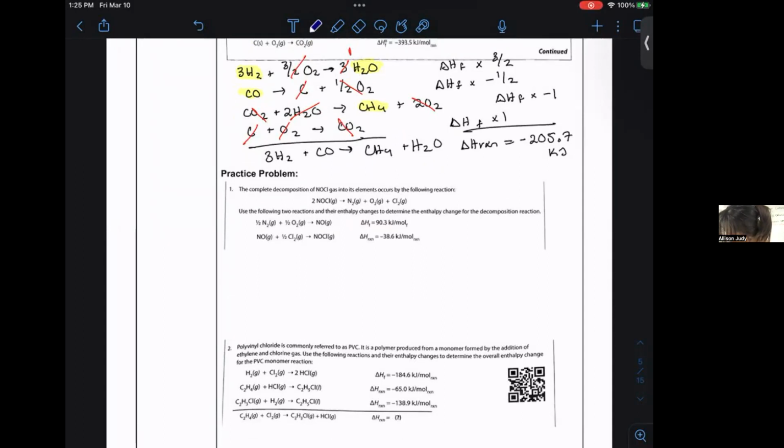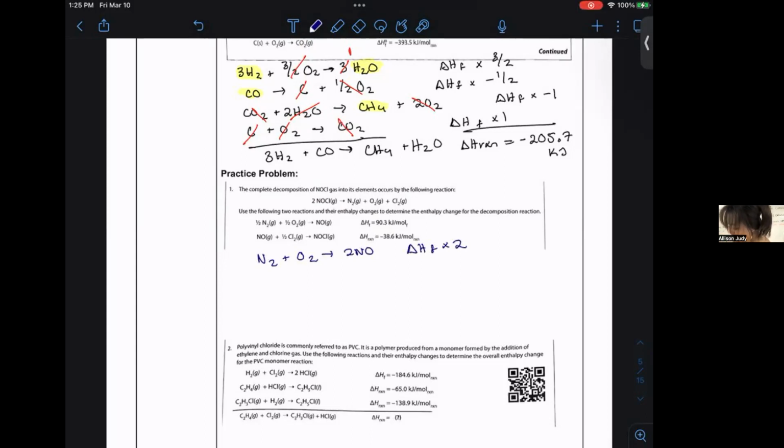Not the first equation, not the second. Okay. Practice problem number two, the first one. Okay, I think I multiplied the first equation by 2. Okay, and did you keep it in the same order? It looks like I did. Okay, so you multiplied by 2, giving me 1N2 plus O2 goes to 2NO, which means I would have multiplied my heat of formation times 2.